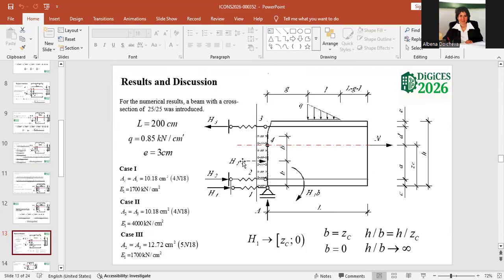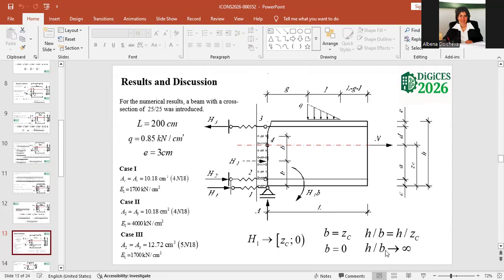The position of H1 we can find using the derivative between H and b.